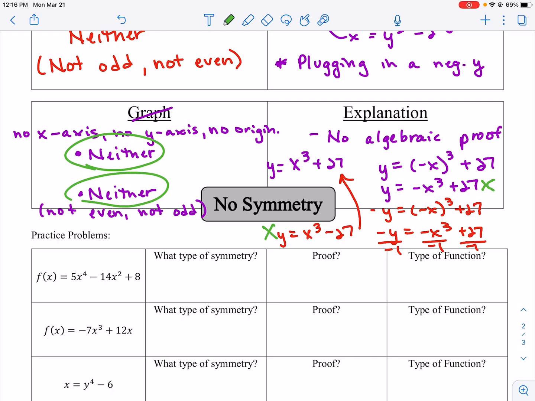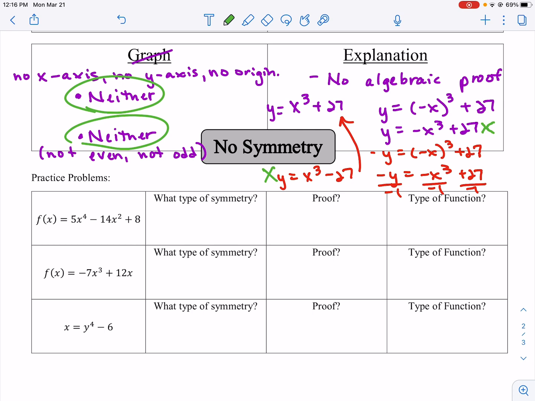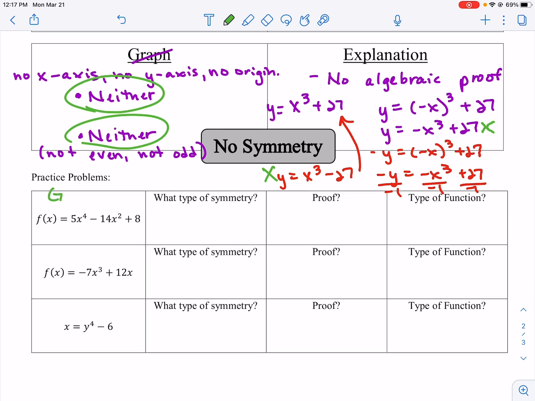So on the bottom here, what I'd like you to do is to graph the equation and then determine what type of symmetry it has. This is either y-axis, x-axis, origin, or none. Then write your proof if you need to show one. And then determine whether this is either even, odd, or neither. So that's what I'd like you to try, okay?